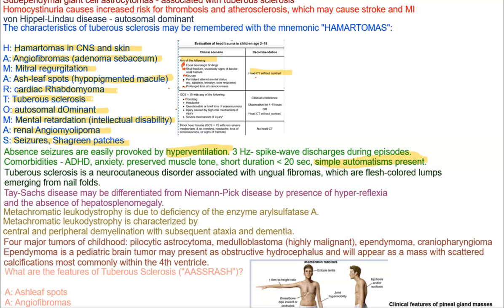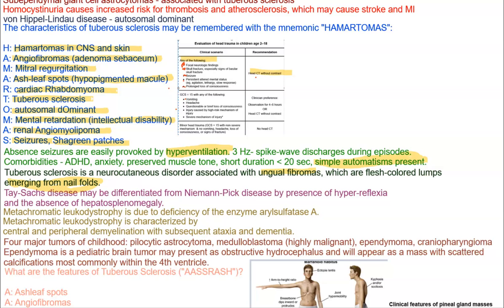Tuberous sclerosis. This is a neurocutaneous disorder associated with ungual fibromas, which are flesh-colored lumps emerging from the nail folds. This is a good picture to look up on Google, so I recommend doing that. Sorry I didn't include it in this presentation.